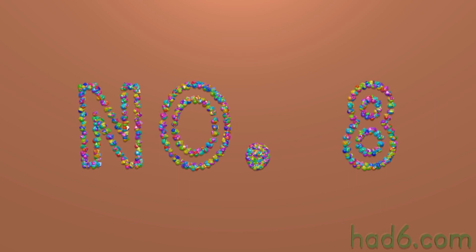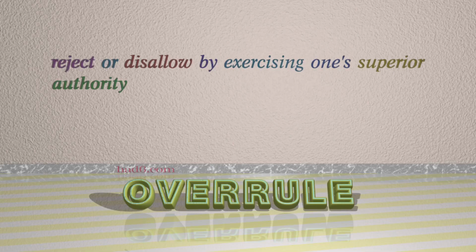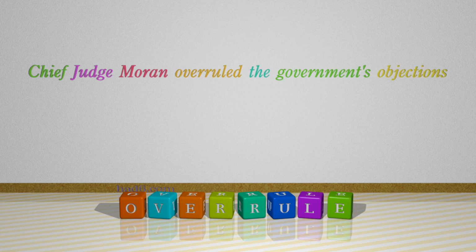Number 8. Overrule. Which means reject or disallow by exercising one's superior authority. Overrule. For example, Chief Judge Moran overruled the government's objections.